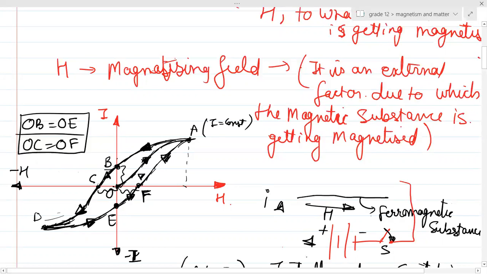D point is again a saturation point, but it's in the negative direction. At D point, what will happen? The I will become constant again, but in the opposite direction. After this, what will happen? At this particular point, no more increase or decrease in the value of I will take place. So basically, what will you do? You'll start decreasing the value of current. So again, certain retention will be there till point E. Can you see, OE is again a retained magnetization, but in the opposite direction now. If you keep on decreasing it, it will reach point F.